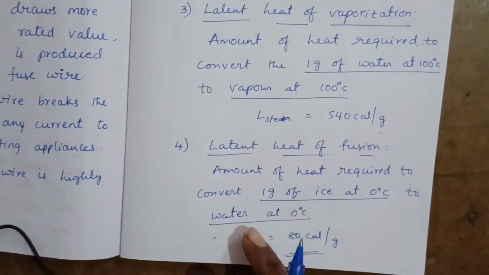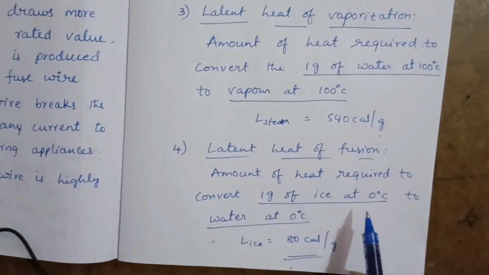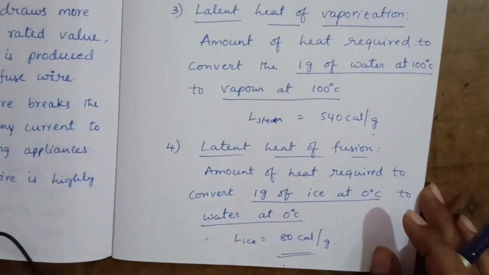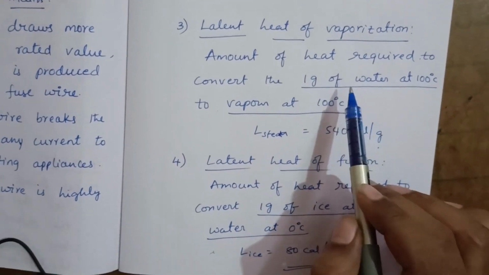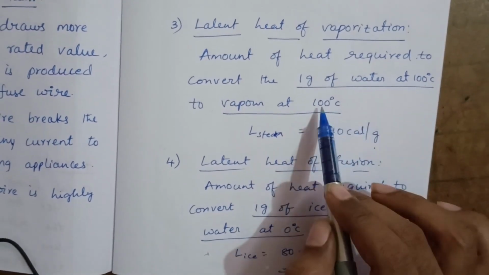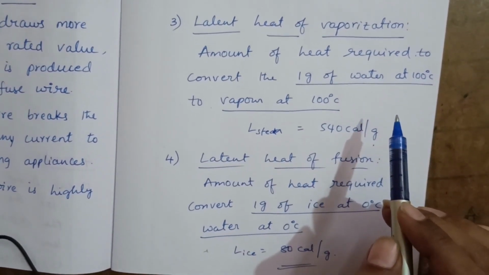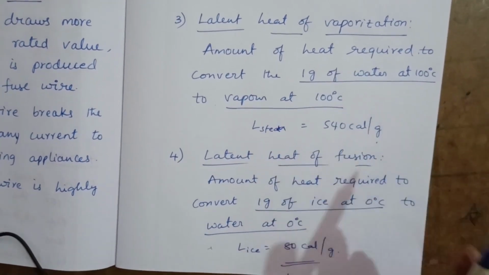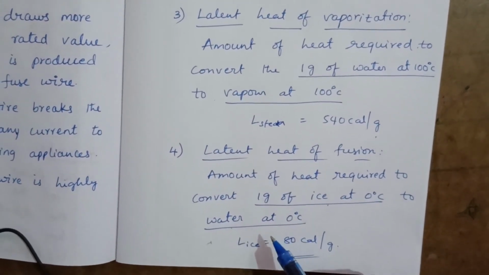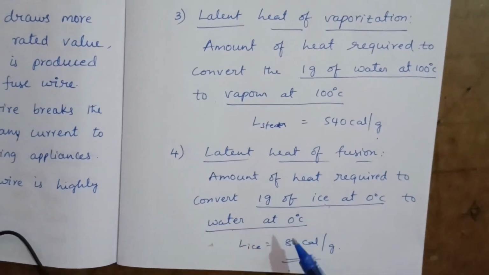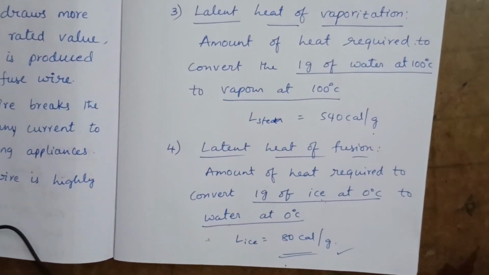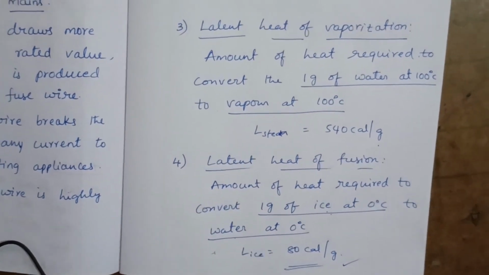Here also the state of the body changes from ice to water, and the temperature is not changing. So we can remember one more point: during boiling, or water converting into vapor, the temperature of the body is constant. During ice converting into water, melting, the temperature is constant. Okay.